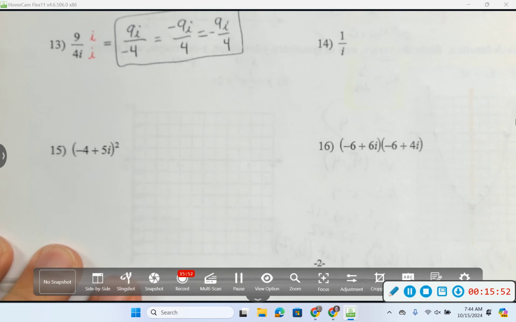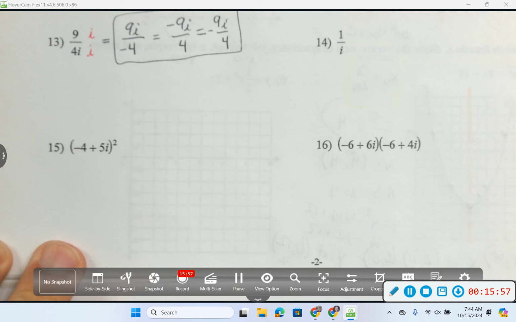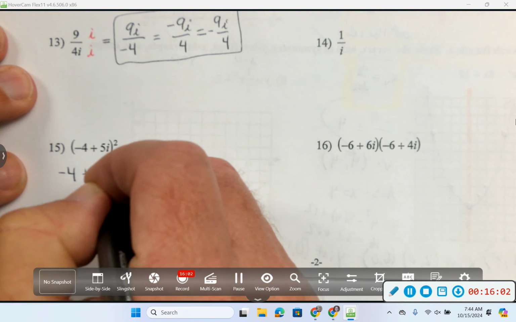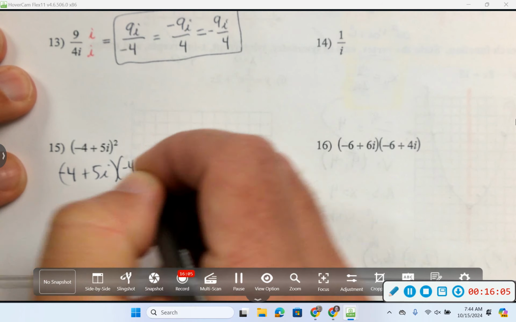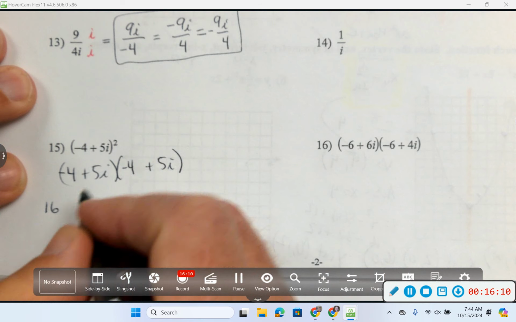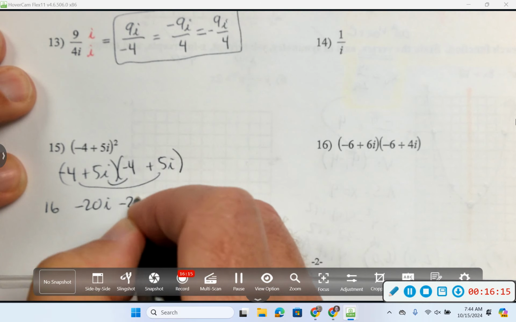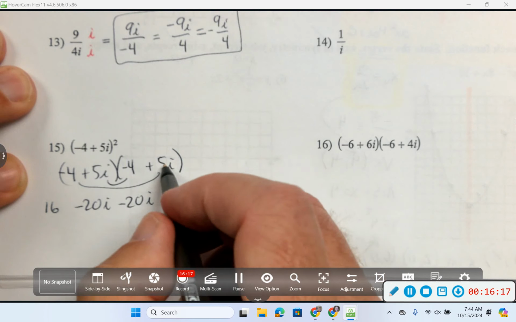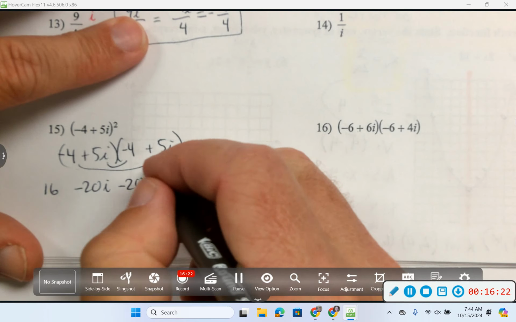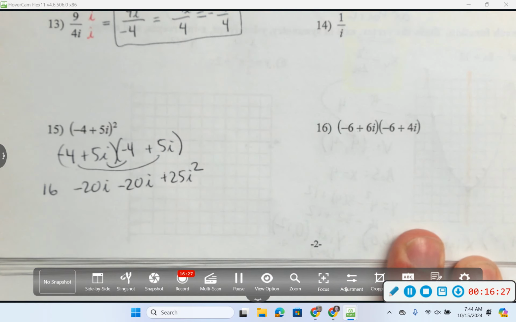15. Please don't square the pieces on 15. Right? 16 plus 25i squared. Don't do that. We're going to have to FOIL this thing. 16 minus 20i minus 20i. And then this one's going to be kind of crazy, but let's take it one step at a time. Don't try to do too much in your head. It's just 25i squared, which is negative 25.